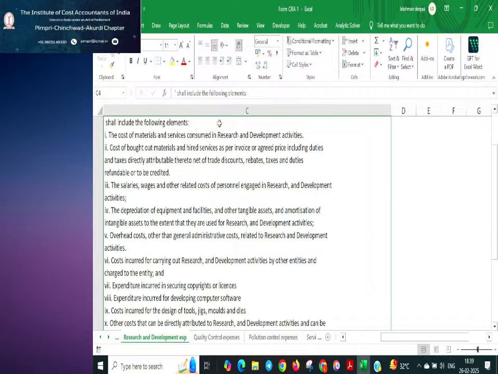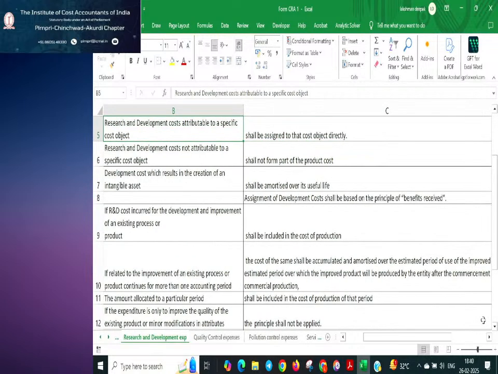Expenditure incurred in securing the copyrights or licenses. When it comes to intangible assets, you have to get some license or copyrights, even that expenditure will be included. Expenditure incurred for developing computer software. Now everywhere we use computer software, so whatever is the expenditure incurred for that will also be taken into consideration. Cost incurred for the design of tools, jigs, molds and dies, if anything is used. Other costs that can be directly attributable will come under this.